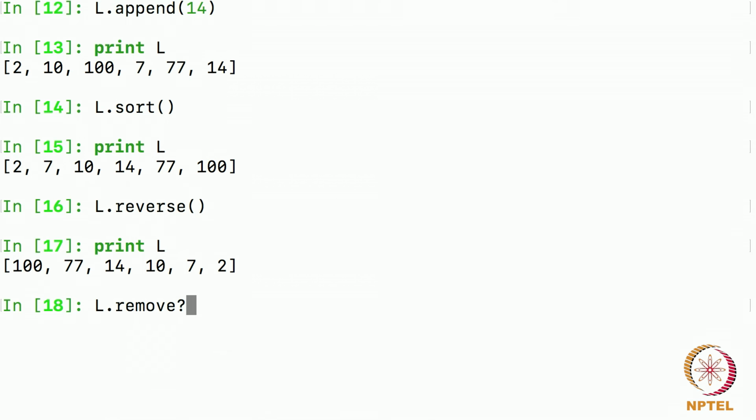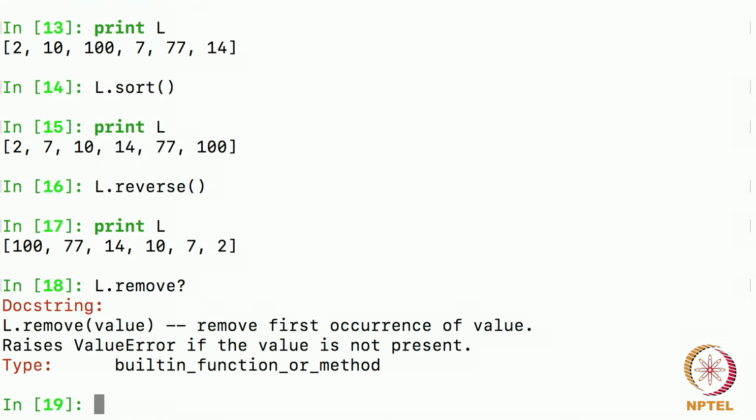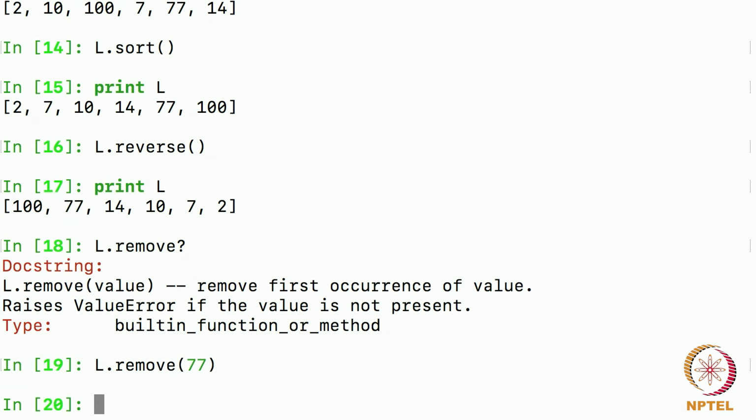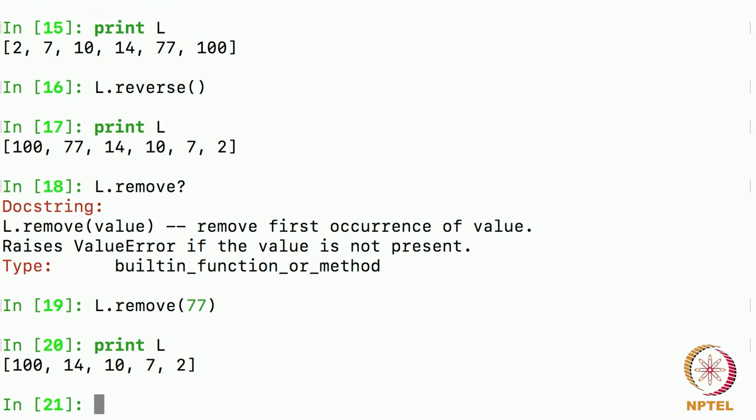So if you want to know what remove does, type remove and put a question mark and it will tell you. Remove first occurrence of the value, which means if I say L remove 77, it will remove 77 from the list. As you can see, 77 is here in the list. Let's see if it removes or not. I have removed 77, print L, yes, 77 is removed now, okay. So this is about lists.